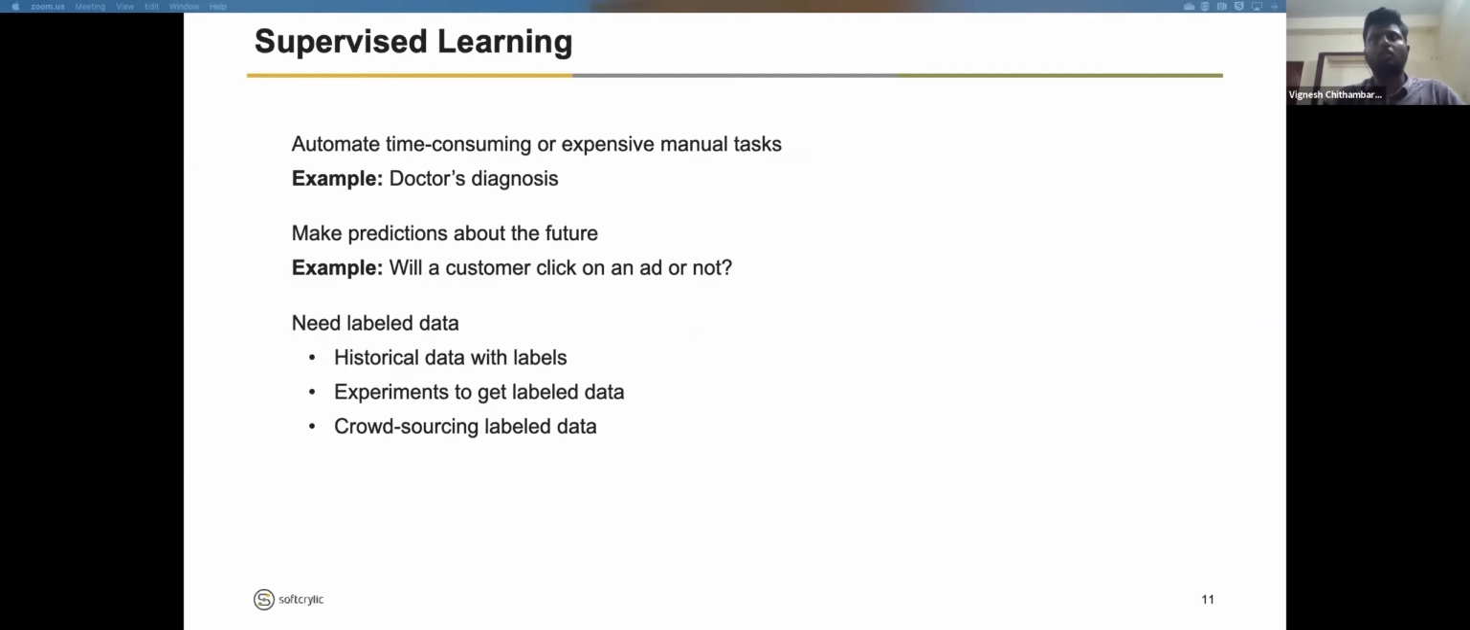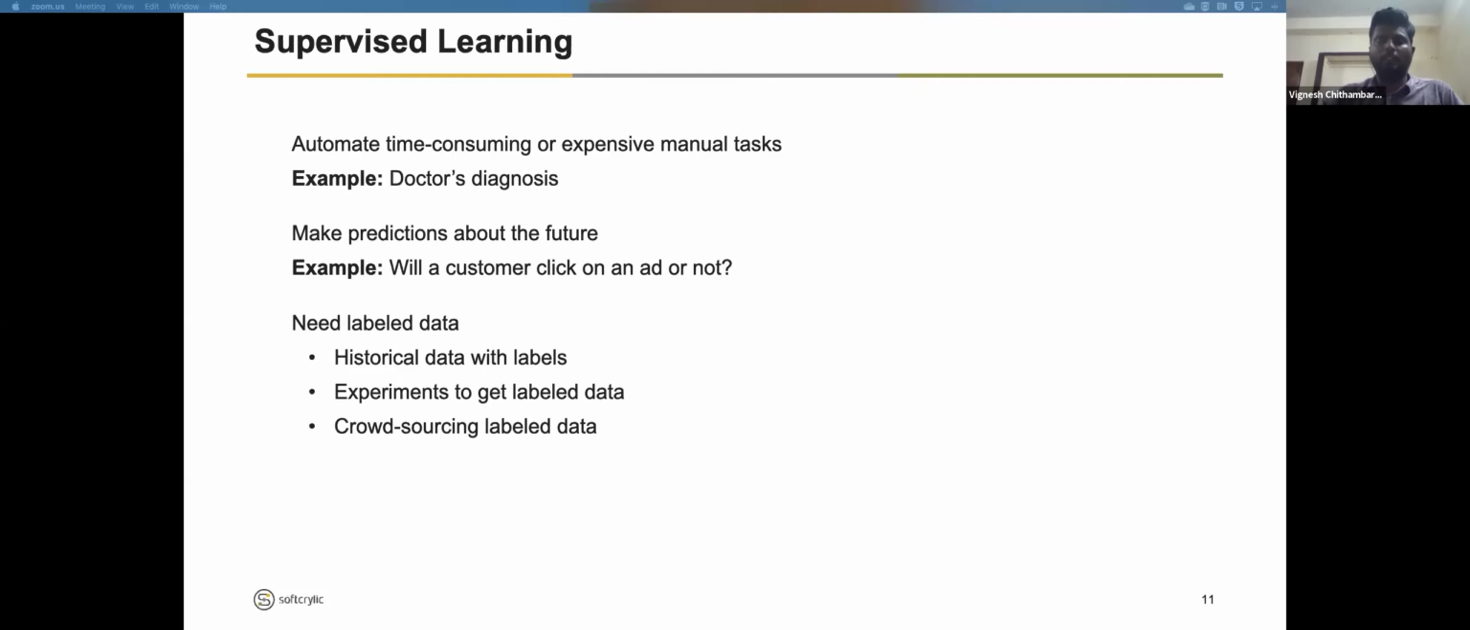So where can we use this supervised learning? We can use supervised learning to automate time consuming or expensive manual tasks. One of the classic examples is a doctor's diagnosis of a malignant tumor. We have a lot of scan images of these tumors, as well as a lot of medical reports and data regarding the patients, which are labeled. Based on this, we can have a classifier which classifies whether a particular tumor is malignant or not.